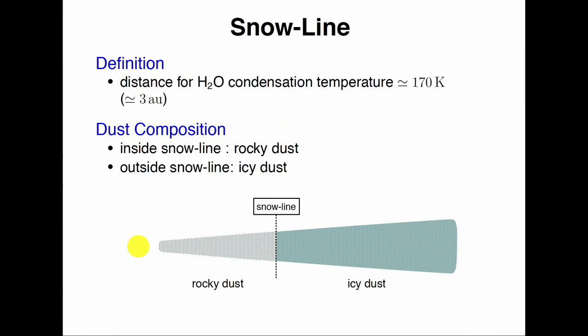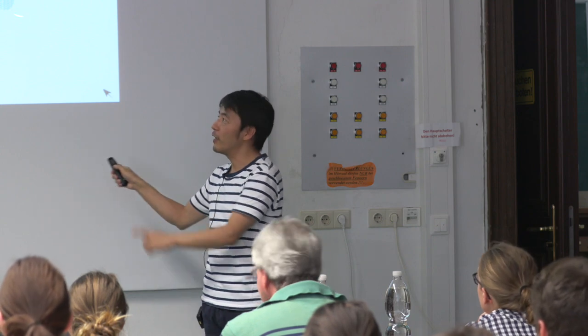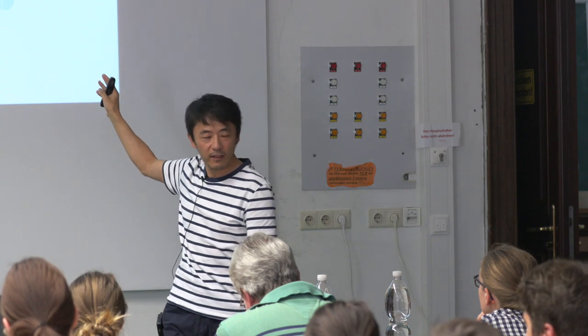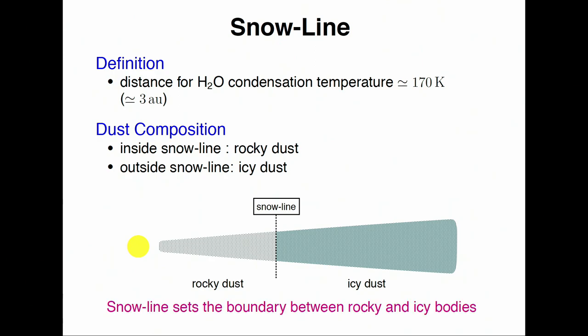And inside 3 AU, the dust is almost rocky. And outside the snow line is icy. Of course, this part has rocky dust, but assuming the solar abundance, H2O is about four times more abundant beyond the snow line. So we say the main component of dust is icy outside the snow line. And this snow line sets the basic boundary between rocky and icy bodies. Of course, we know they migrate, but for the formation, this snow line is the boundary, right?